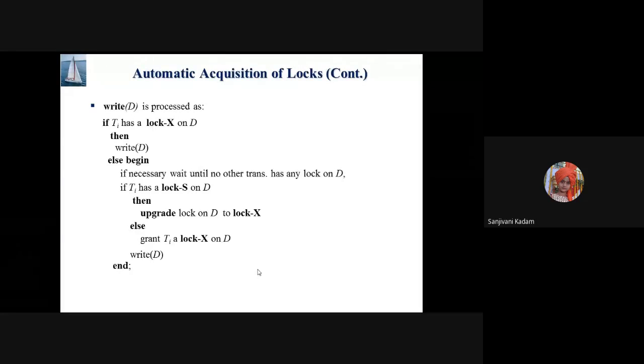So the difference between our normal procedure and this procedure is that here the locks are automatic. The explicit writing of lock item X, lock item D, need not be written as part of our transaction. This is done automatically by the automatic acquisition of the locks.